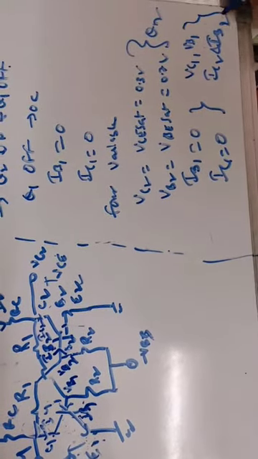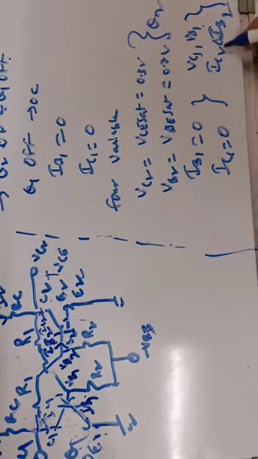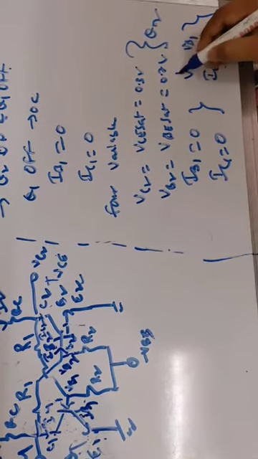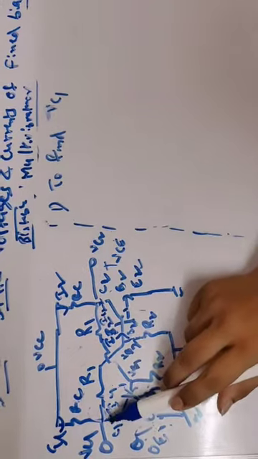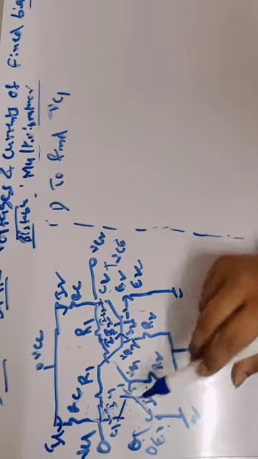So these are the values we have to find here: VC1, VB1, IC2 and IB2. First we will find VC1 here. VC1 is the collector voltage of the first transistor.